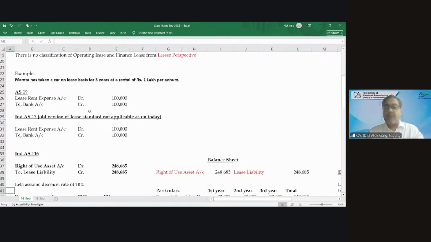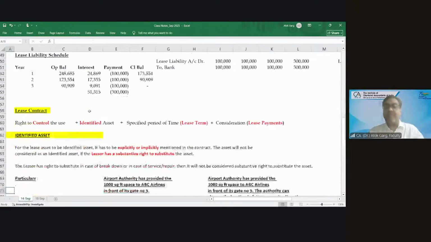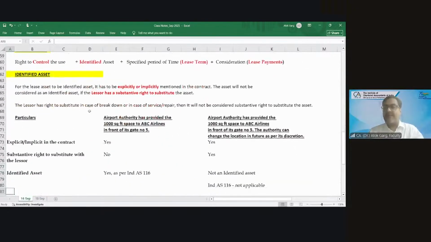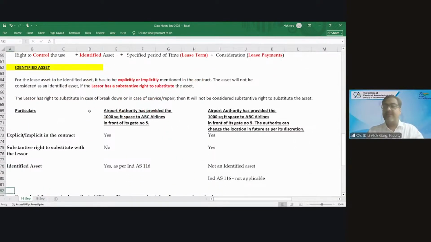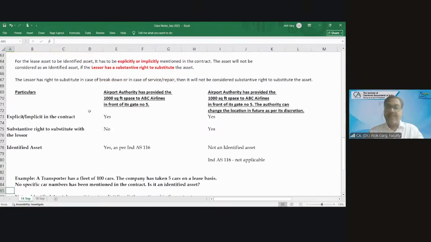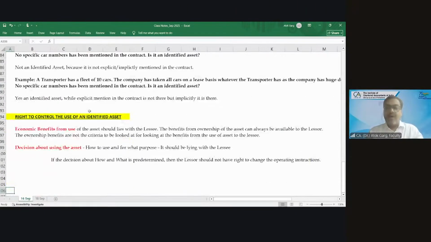How and for what purpose the asset is going to be used, it is the lessee who will be deciding that, right? The decision will be taken by the lessee. What happens if how and for what purpose the asset is going to be used is predetermined? Means before entering into the contract, the lessor and lessee have already discussed. They have agreed. So it is predetermined how and for what purpose the asset is going to be used, right?